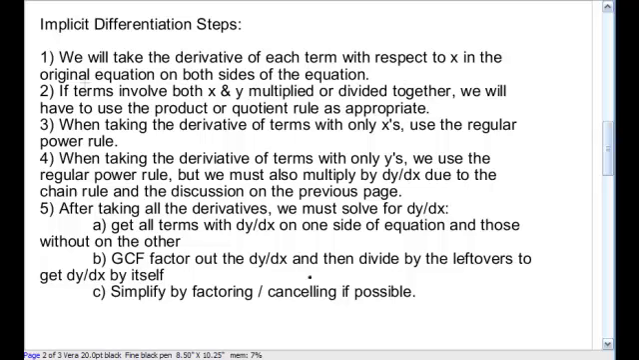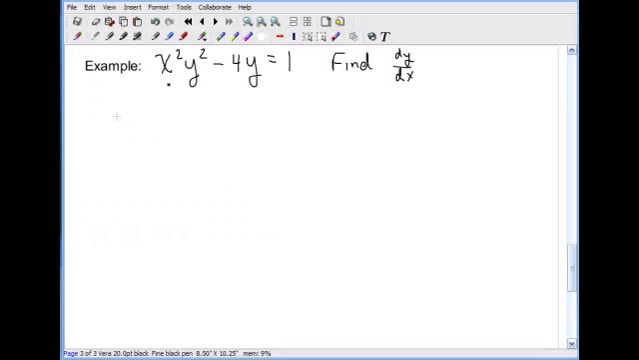We may then be able to simplify what dy/dx equals, possibly by factoring or by canceling if possible. The equation that we're going to work through is given here, and we are asked to find the derivative dy/dx for that equation. In the process, the first thing we have to do is go across the equation and take the derivative of each term in the equation.